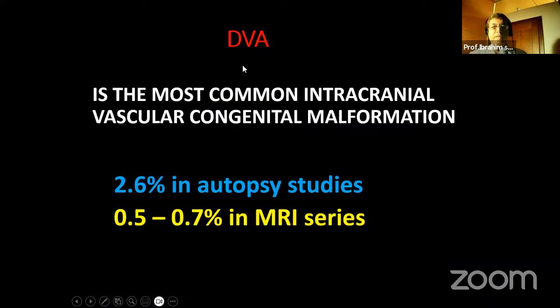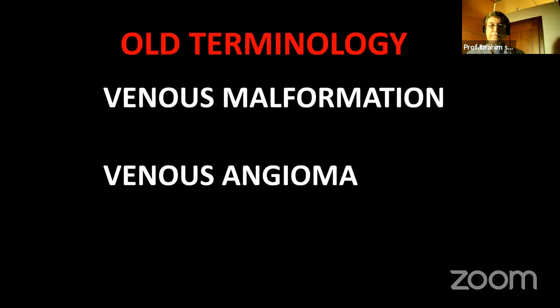So we'll concentrate on the DVA, developmental venous anomaly. It is the most common intracranial vascular malformation. If they look in the autopsy studies, 2.6%. If you look into the MRI studies, 0.5 to 0.7% found on MRI, routine screening, or whatever. The old terminology for the DVAs was venous malformation or venous angiomas.